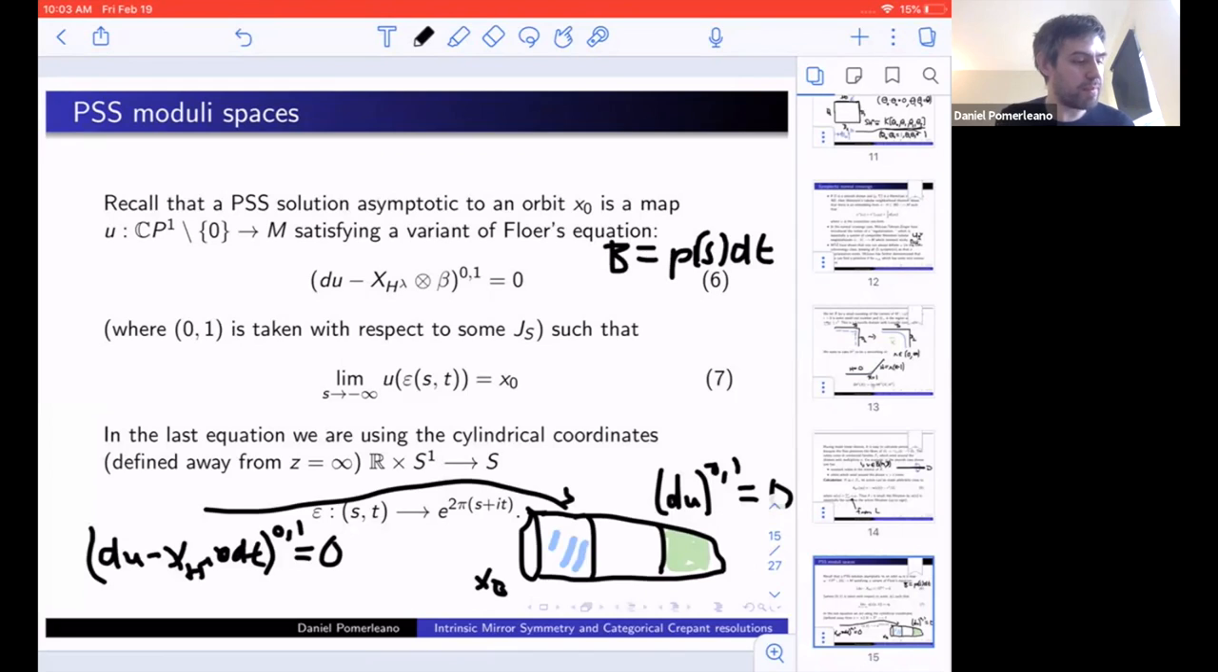And then you have some surface-dependent almost complex structure on your domain, and we want that as you go towards zero, you should be asymptotic to a periodic orbit x_0 and holomorphic, satisfying this equation. So you're holomorphic near infinity, near z equals infinity. So what we want to do is consider a relative variant of this moduli space.